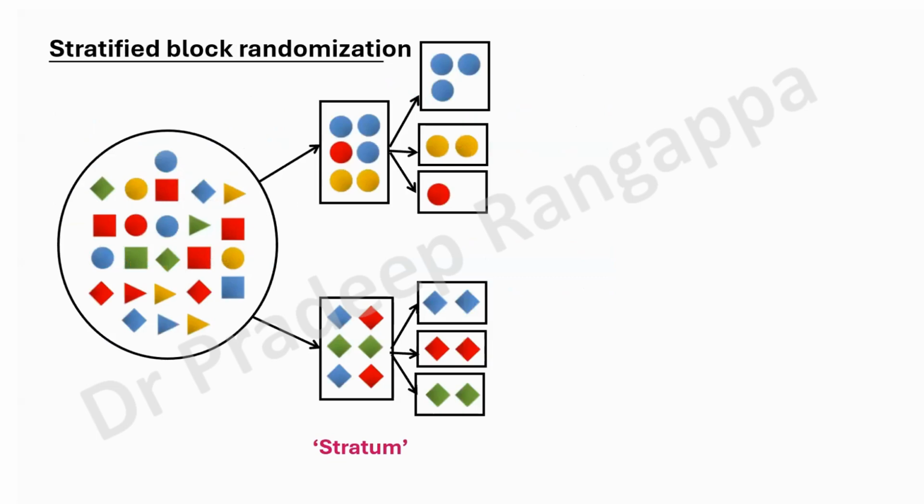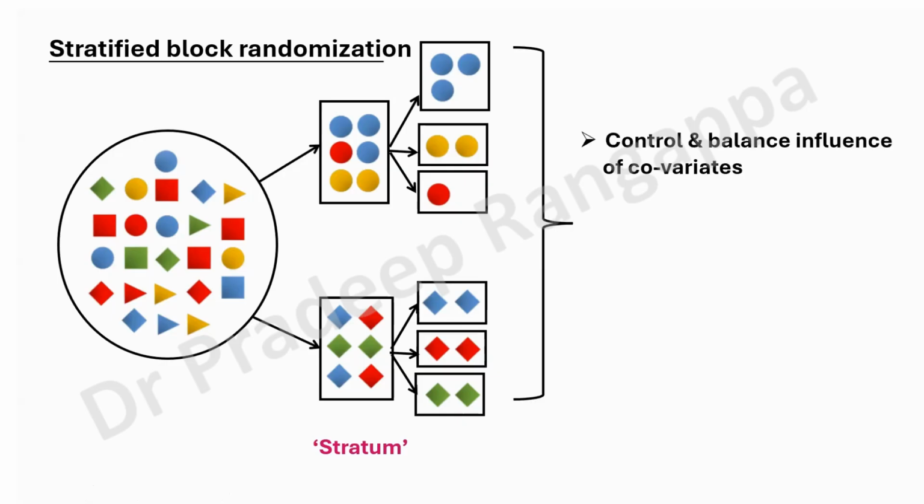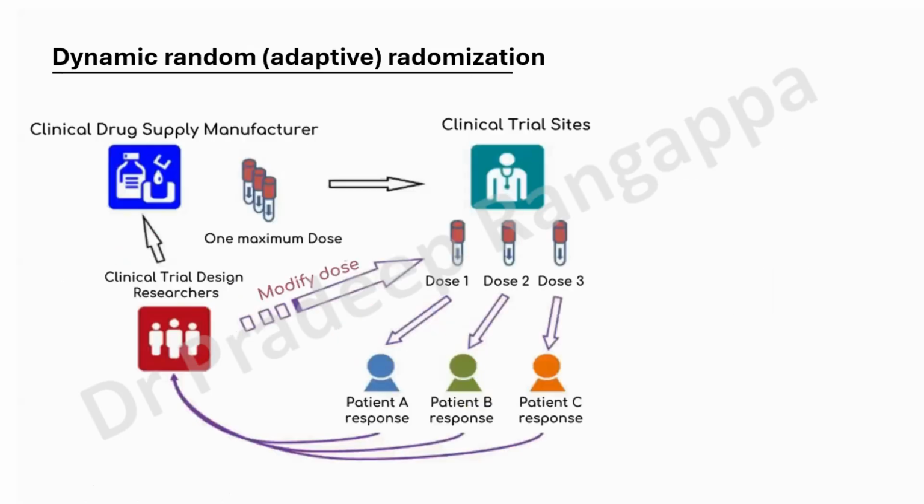Then there is something called stratified block randomization, where you take one big population, divide them into two, and then subdivide based on certain characteristics. That we call a stratum. Suppose you have divided the whole population into two groups as a block randomization. Each one, you divide again by age, comorbidities, sex of the patients, or the medications they're on, into subgroups, which we call strata. So this is stratified block randomization. It controls and balances the influence of covariates, like I said, age, disease severity, and so on and so forth.